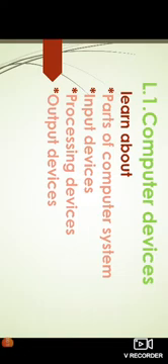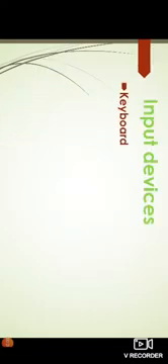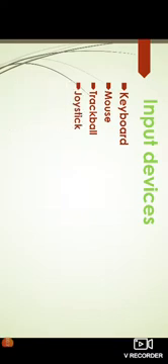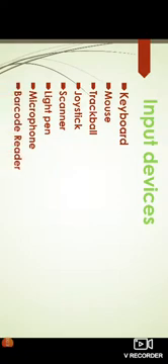Today we see the first lesson, computer devices. In the last session, we learned about the parts of a computer system and input devices. We saw the keyboard, mouse, trackball, joystick, scanner, light pen, microphone and barcode reader. These all are the input devices.